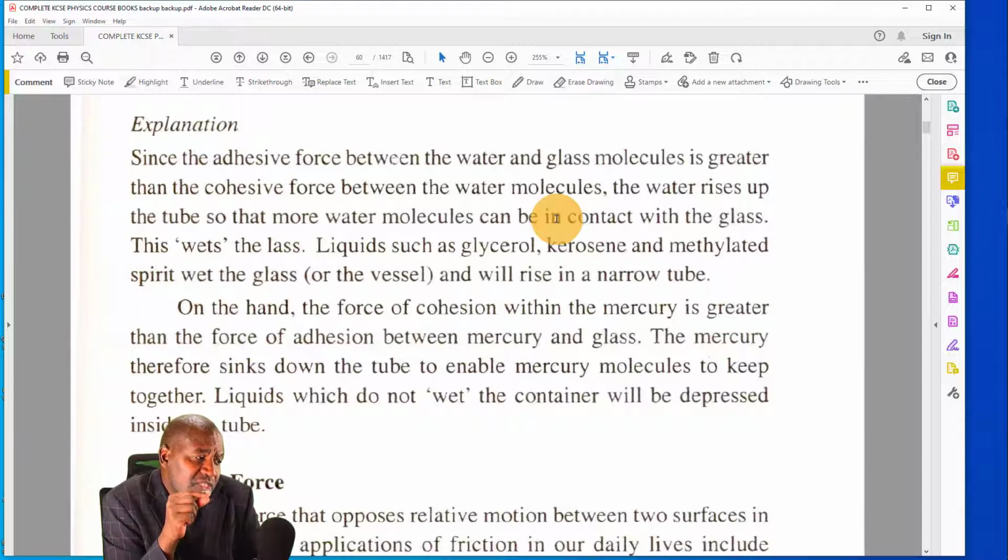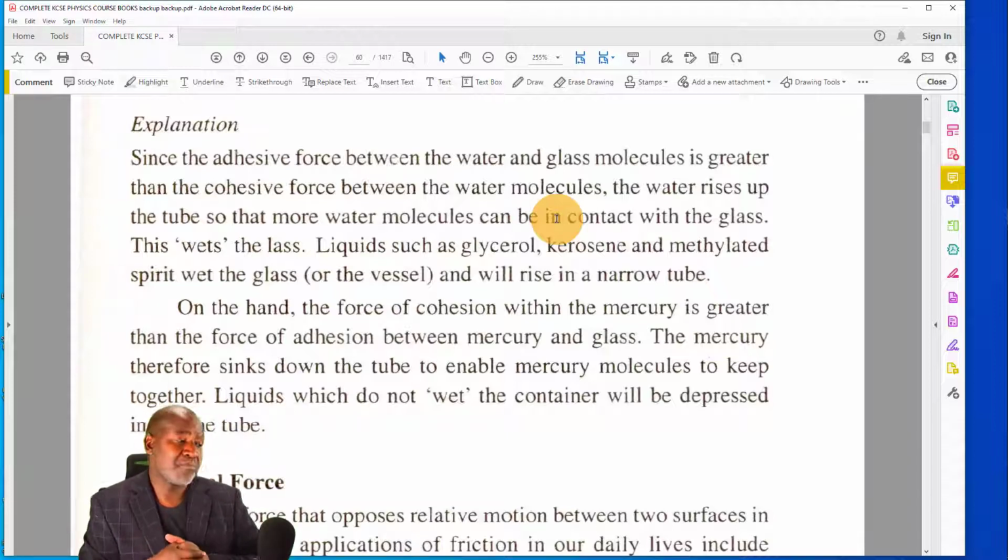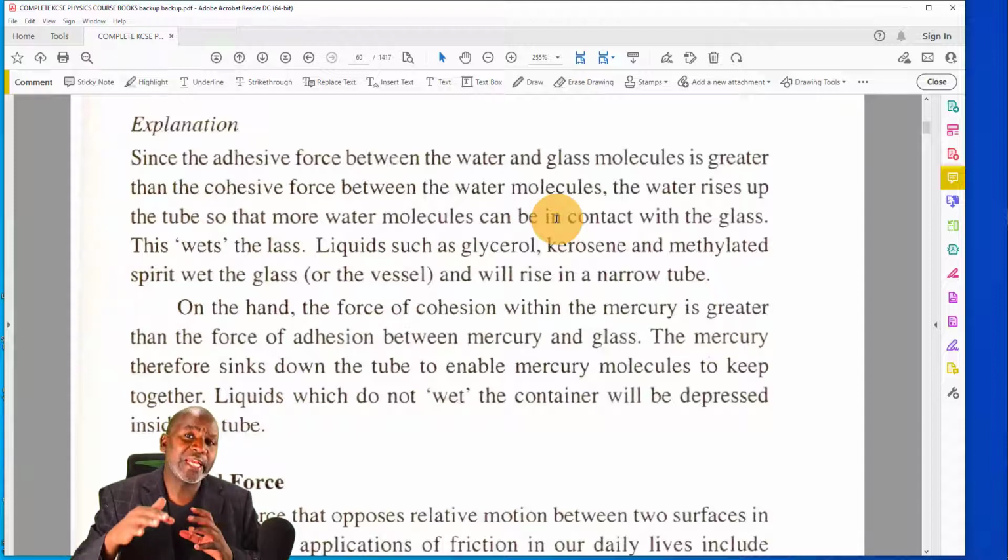The mercury therefore sinks down the tube to enable mercury molecules to keep to themselves. When it was water, it was to enable more water molecules to be in contact with the glass surface. But here, it is for more mercury molecules to keep together. Liquids which do not wet the container will be depressed inside the tube. And of course, mercury is about the only liquid which behaves that way. So that is what we can say about cohesion and adhesive forces.